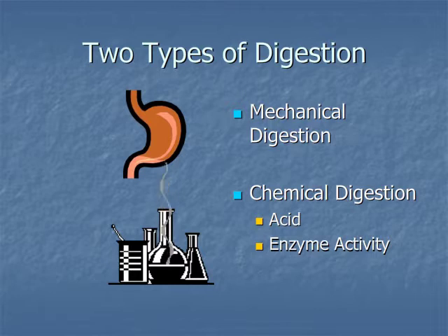This type of mechanical digestion happens within the stomach, and it also happens to some degree within the small and large intestines. We also have chemical digestion going on inside the stomach. We have, for example, acid that's being produced, as well as enzymes. The main enzyme being produced inside the stomach is pepsin, and pepsin, if you remember, digests proteins.